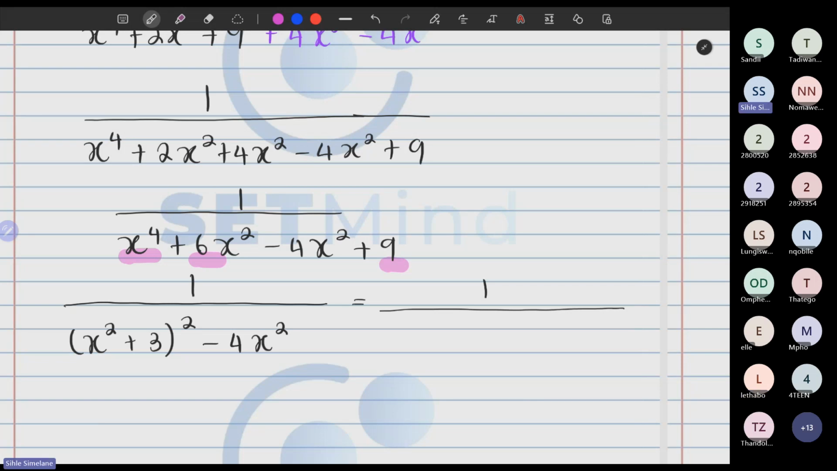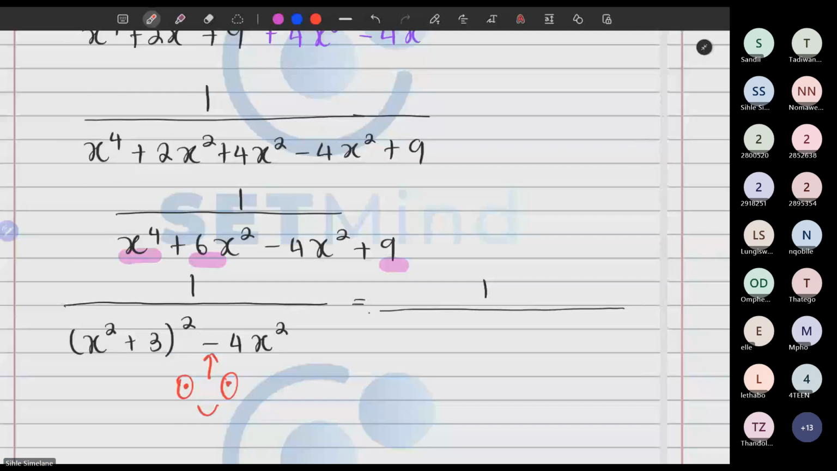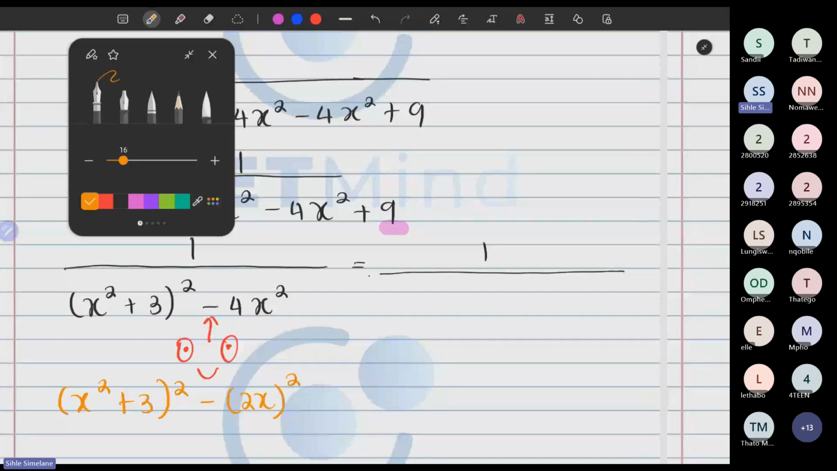So do you all agree that the pink part will give us that x squared plus 3 all squared? And then if you look from here, this looks like a what? A difference of 2 squares. It looks like a difference of 2 squares. Let me write it for you this way. So 4x squared, we know we can write it as 2x squared. So this looks like a difference of 2 squares.